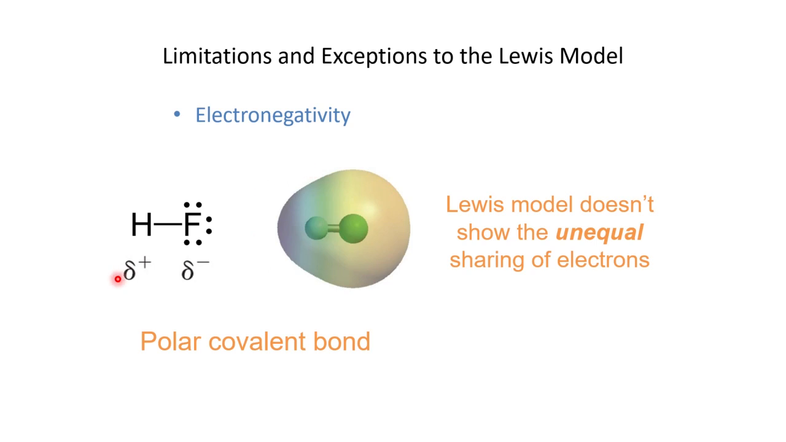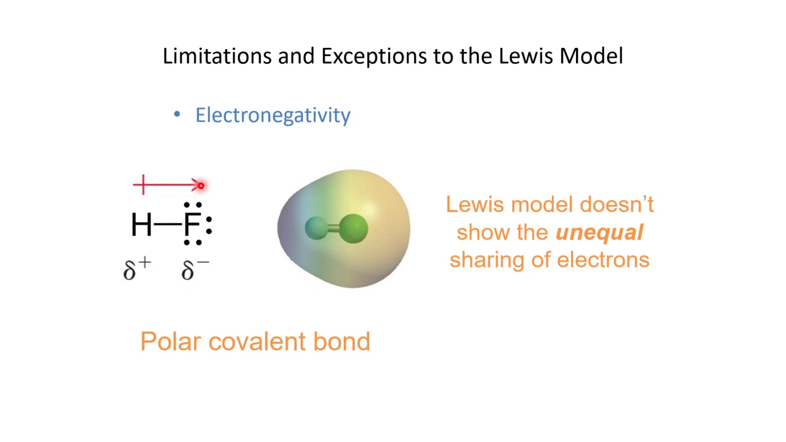Now, these aren't full charges. This isn't an H plus and an F minus. We use this delta to indicate that it is a partial positive and a partial negative. This hydrogen is still sharing electrons with this fluorine, but it's not sharing them evenly. Another way to indicate that this is a polar covalent bond is to use a dipole moment.